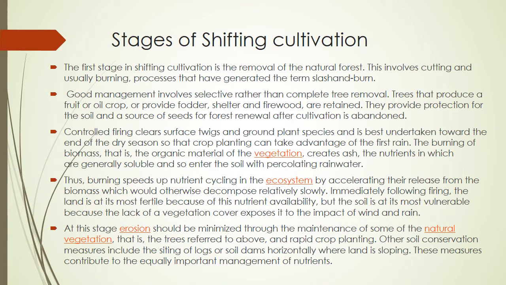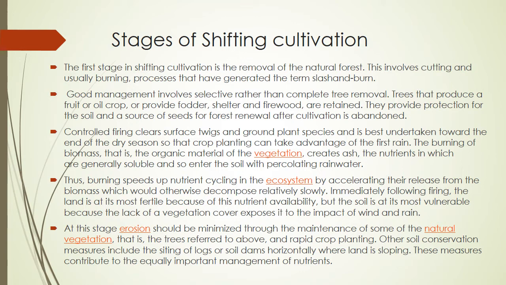Controlled firing clears surface twigs and ground plants. It is best undertaken towards the end of the dry season so that crop plantation can take advantage of the first rain. So basically all this procedure is done in the dry season. Once the summer season is finished, the crop which they are going to grow can take advantage of the first rain or the rainy season.